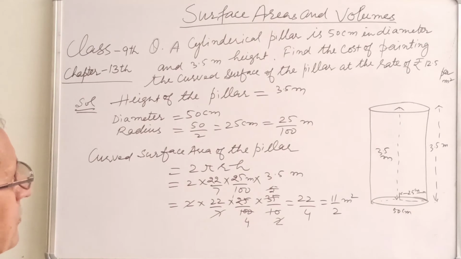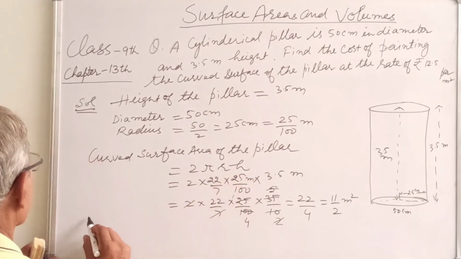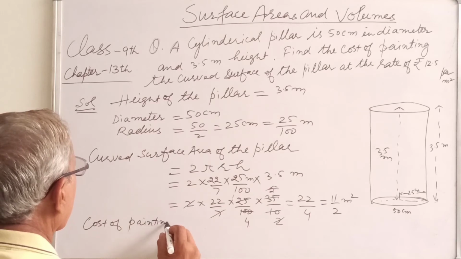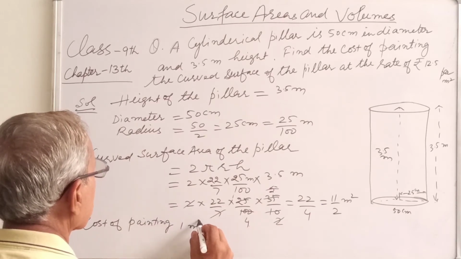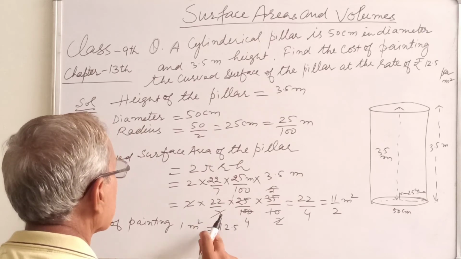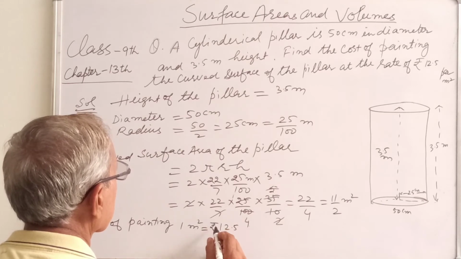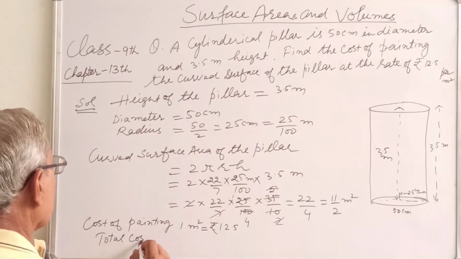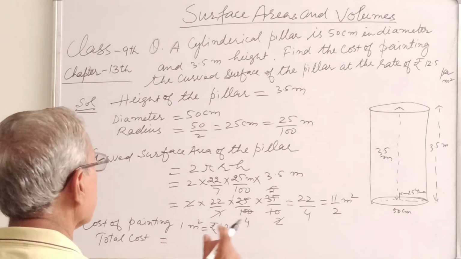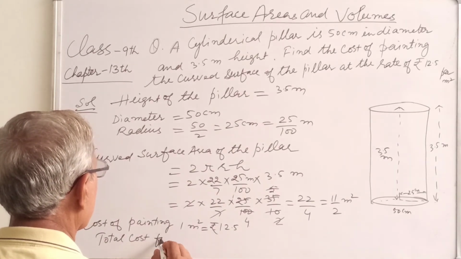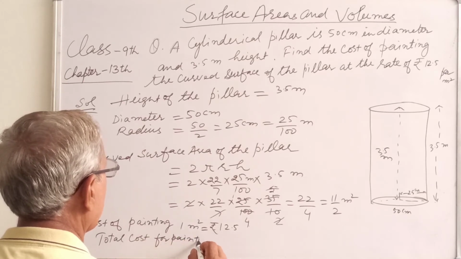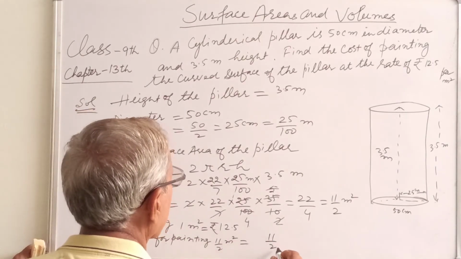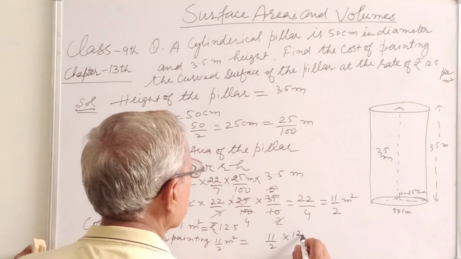Now you have to find the cost of the painting. Cost of painting 1 meter square is rupees 12.5, and the total cost for painting 11.2 meter square is 11 upon 2 multiplied by 12.5.